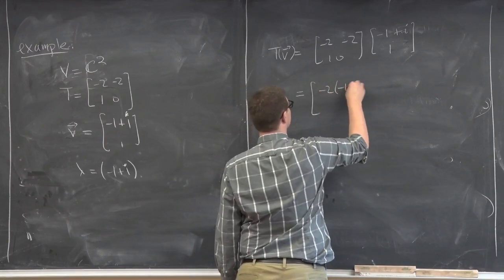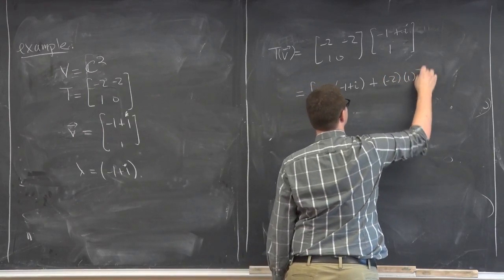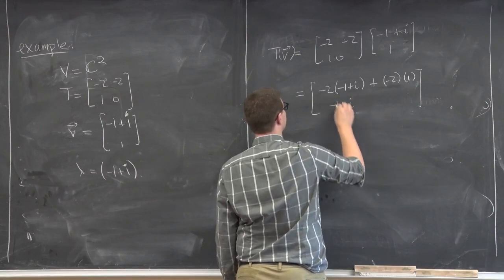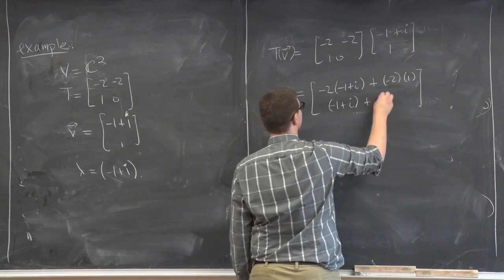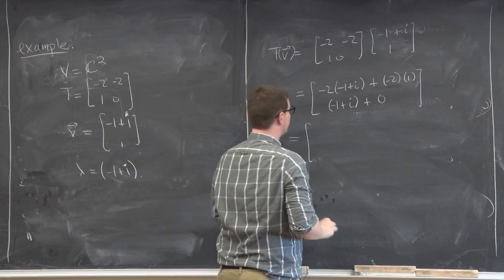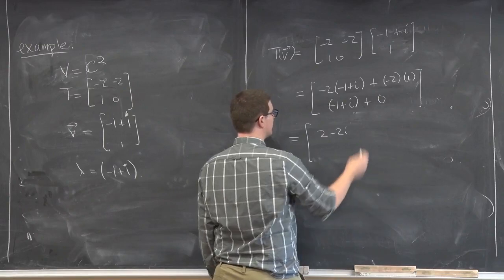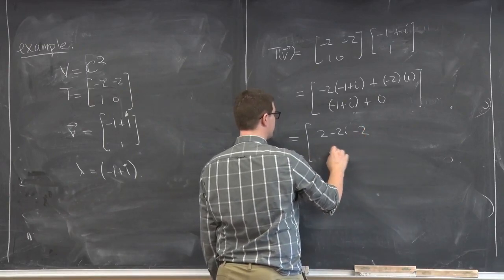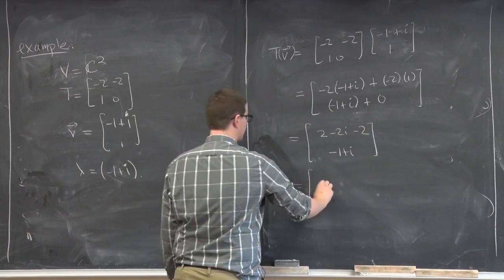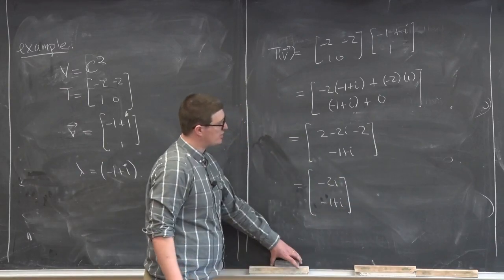Minus 2 times minus 1 plus i, plus minus 2 times 1. So this is another vector. And then we have minus 1 plus i, plus 0. Let's see what this is. This thing here is 2 minus 2i minus 2, which is minus 2i, and then minus 1 plus i. All right, and so let me show you something else.